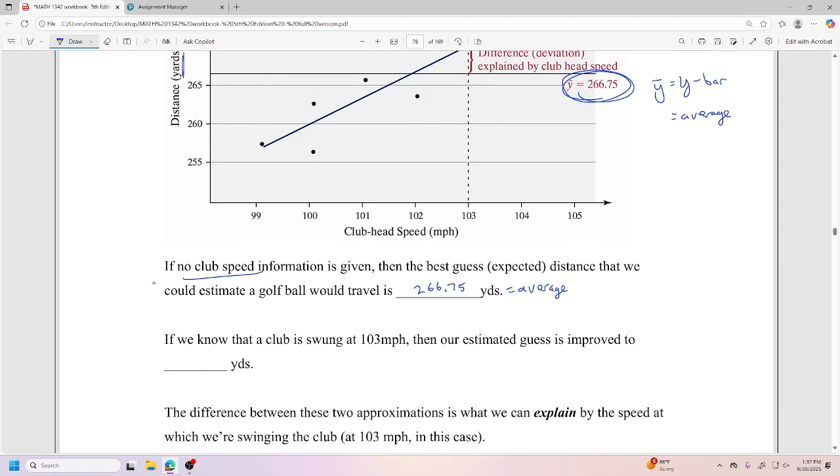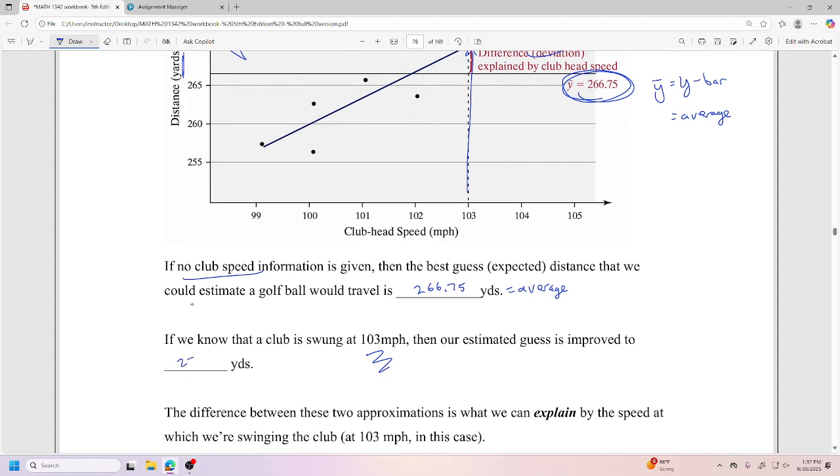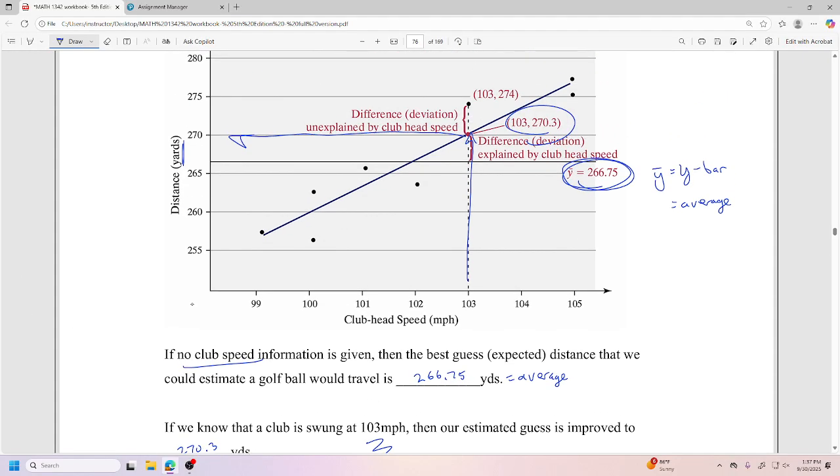If we know what's going on at 103, it says, what's my yards at 103? Well, golly, I have it right here, 103. So right here, you go all the way up, you go back over, and they already did it for you. It's right there. So that's your answer. At 103, what's my number? It's 270.3. Right there.